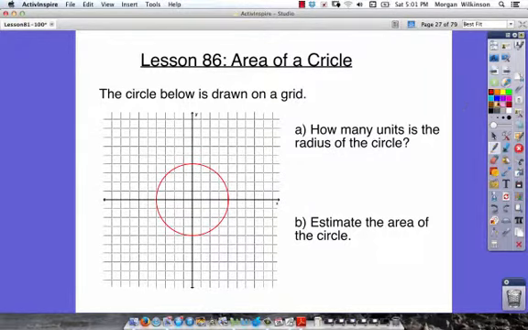Now, we know that the radius of a circle is just the distance from the outside of the circle to the center. So having the grid here is very nice because we can see it's 1, 2, 3, 4 units. We don't know what the units are. It doesn't say inches, feet, or miles, so it could be anything. So our answer for problem A will be 4 units.